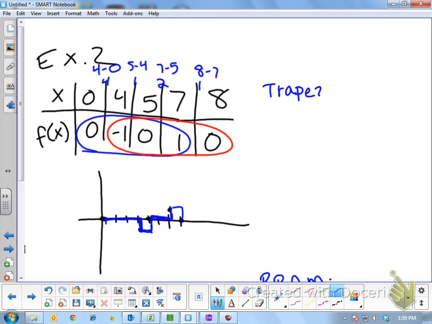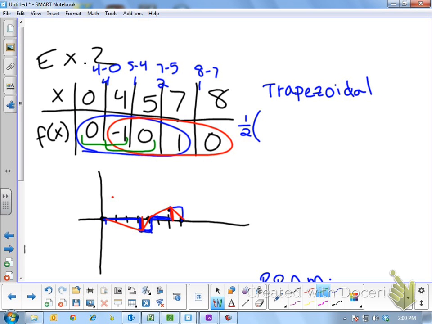So trapezoidal. We know it always starts with 1/2, and then we do base 1 plus base 2. So trapezoidal is going to look a little bit different. It would end up connecting and looking like a whole bunch of triangles on this one. So our first trapezoid, what are the y values on either side? What's the y value on the left side? 0. What's the y value on the right side? -1.